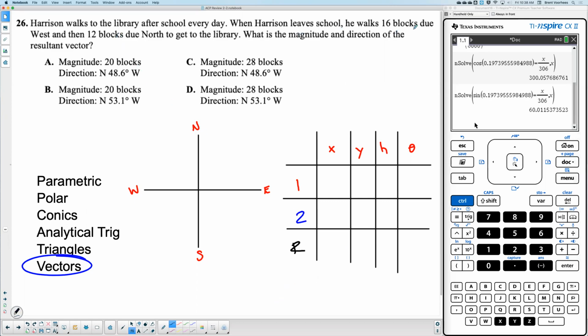Okay, Harrison leaves school. He walks 16 blocks due west. Which way is that vector needing to go if it's due west? To the left. So I want to make a vector that's 16 to the left, and then 12 blocks due north.